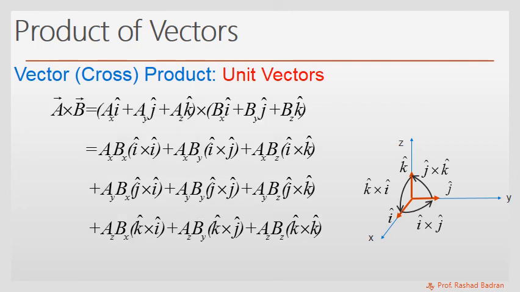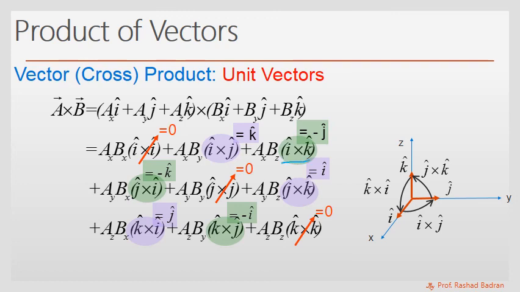So we have nine terms containing cross products of similar unit vectors and different unit vectors. The cross products of similar unit vectors will give us a 0 answer. For the different ones, i hat cross j hat will give us k hat, j hat cross k hat equals i hat, and k hat cross i hat equals j hat. For the other ones, i hat cross k hat will give us minus j hat, j hat cross i hat will give us minus k hat, and finally k hat cross j hat equals minus i hat.